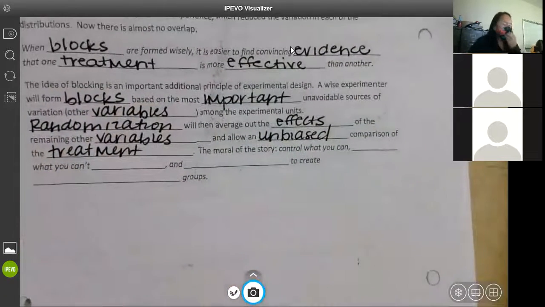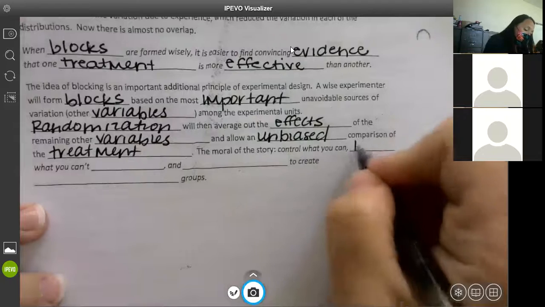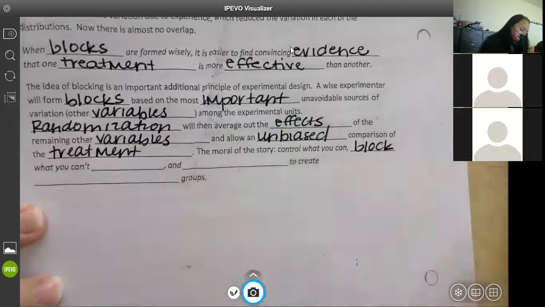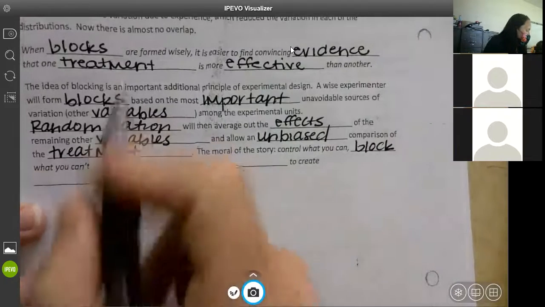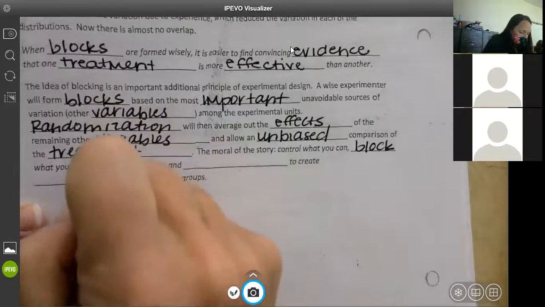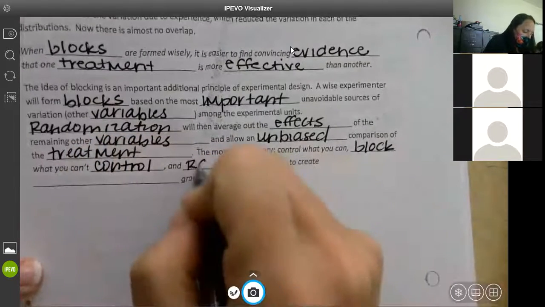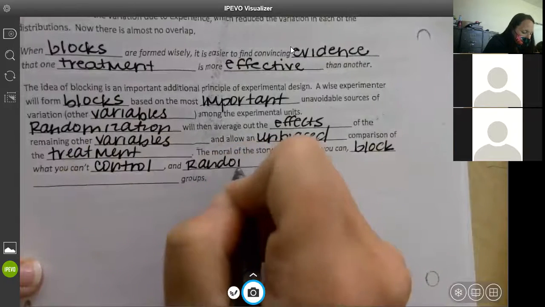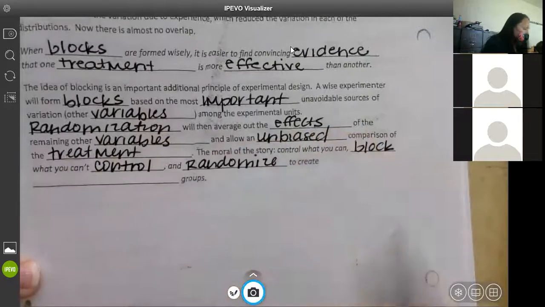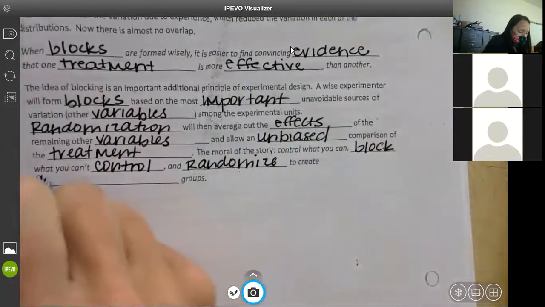The moral of this story: control what you can, block what you can't control, and then randomize to create comparable groups.